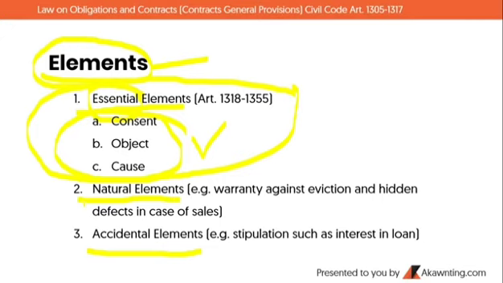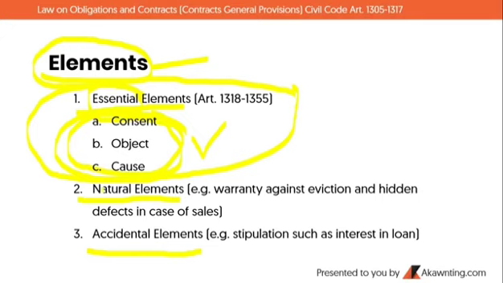Okay? So, i-define natin yung number 2 and number 3. Kasi yung number 1, meron tayong separate. Actually, yan yung magiging next video natin, yung mga different essential elements. Mag-go into detail tayo dyan sa consent, object, and the cause. Okay? Pero for now, ang importante, alam nyo na yung tatlong yan yung essential elements natin, or kailangan na mag-exist yung tatlong yan in order for something to be considered a contract.